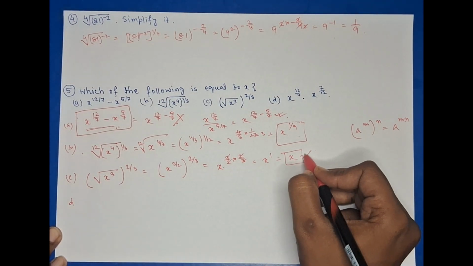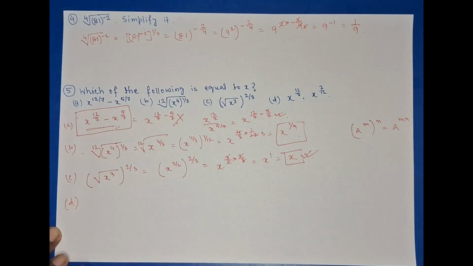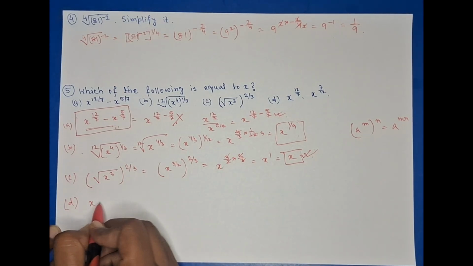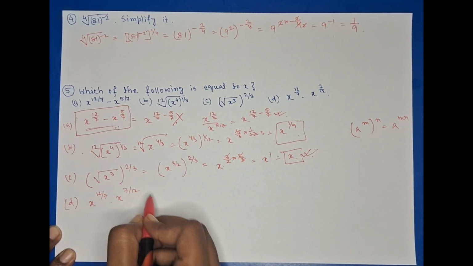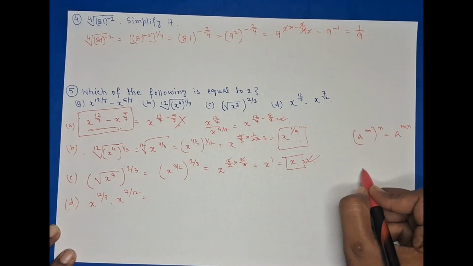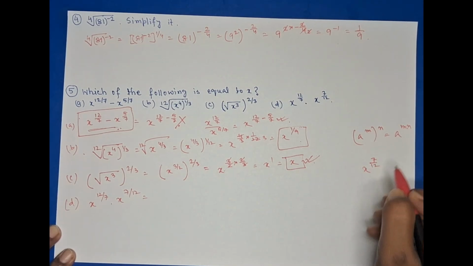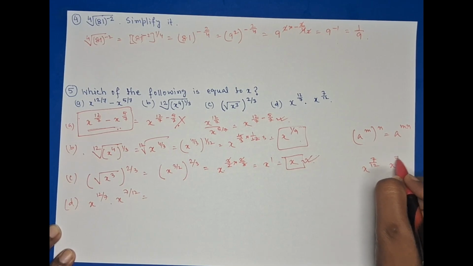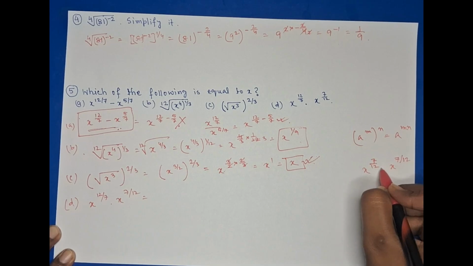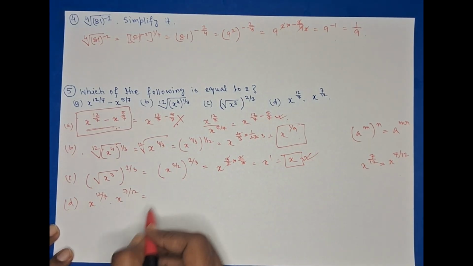So we have got this one is equal to x, and let's check whether option D is correct or not. x to the power 12 by 7 into x to the power 7 by 12. See, sometimes I write x to the power 7 by 12 like this, and sometimes like this. Both are the same, just to represent.